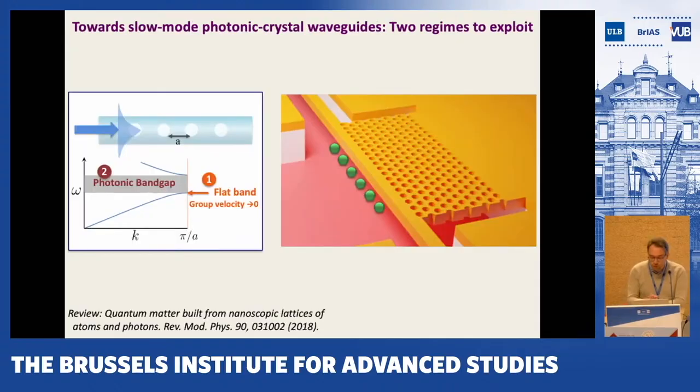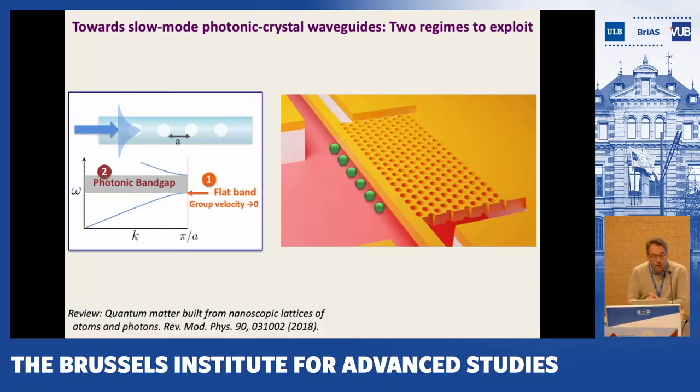So one of the goals of my group is to combine this engineering of the dispersion with cold atoms. This is typically the structure we would like to realize, with cold atoms in the vicinity of a waveguide. Typically you have a nanobeam, like a nanofiber, and we are adding this structuration on the side. This structuration introduces, as you see in the dispersion relationship, a photonic band gap, a range of frequency where the light cannot propagate.